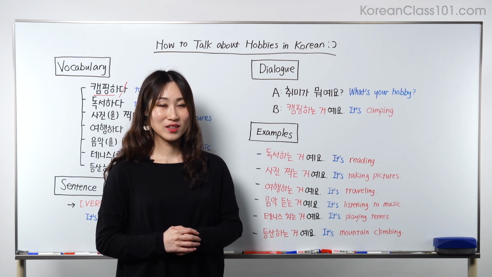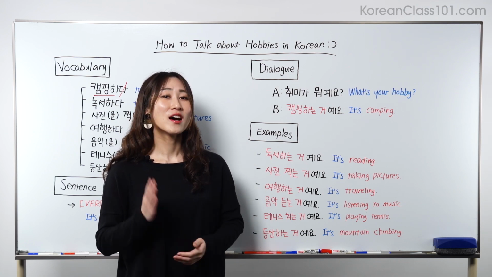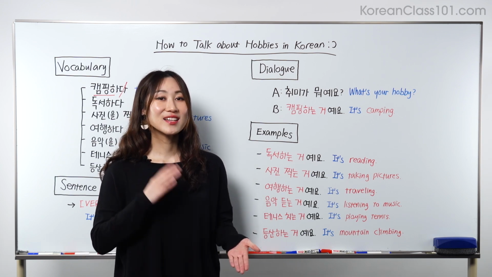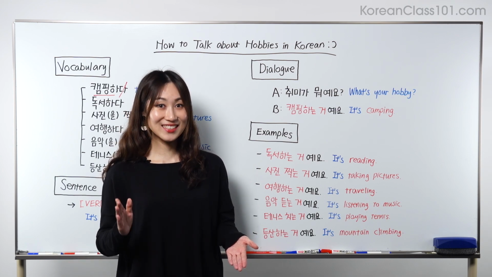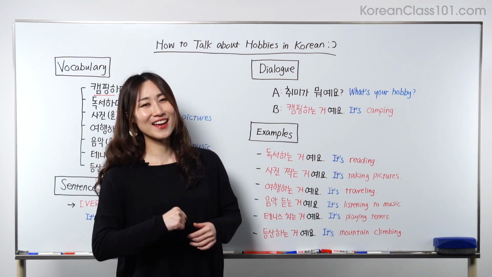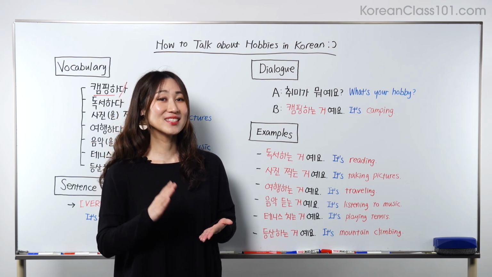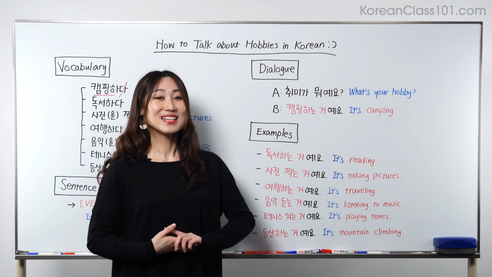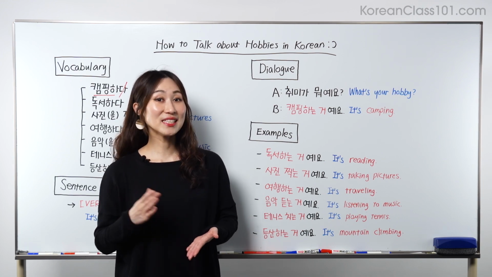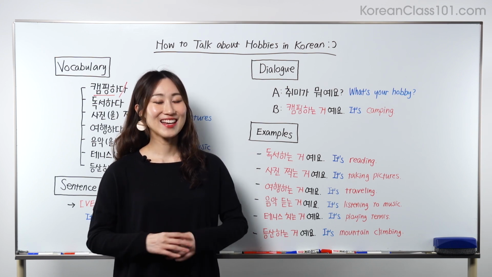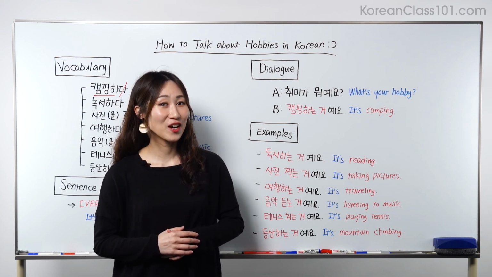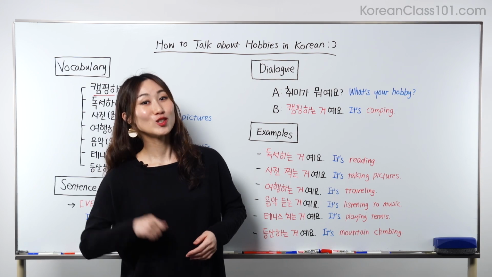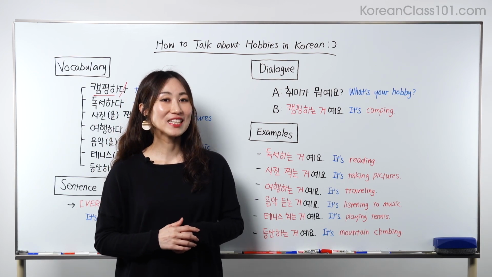테니스 치는 거예요. It's from the phrase that we learned. 테니스를 치다 or 테니스 치다. And remove 다 at the end. Then you only have 테니스 치, right? And put 는 거예요. 테니스 치는 거예요. 테니스 is from the English word, right? Tennis. And 치는 is from the verb 치다, which means to hit. So it literally means you hit the tennis.